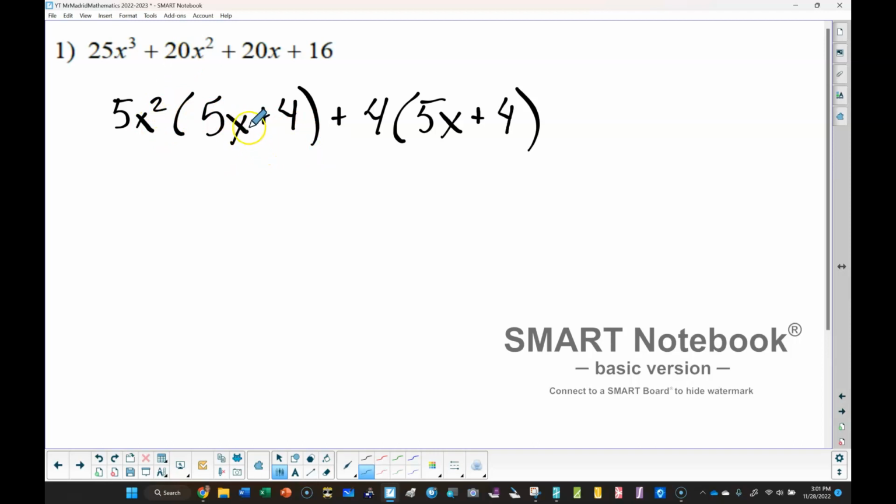So typically what you're going to find is that one of the terms matches the other term. That means I have 5x plus 4, and it's getting multiplied by 4, plus it's getting multiplied by this. So then I can just say it's 5x plus 4, times the quantity x squared plus 4.